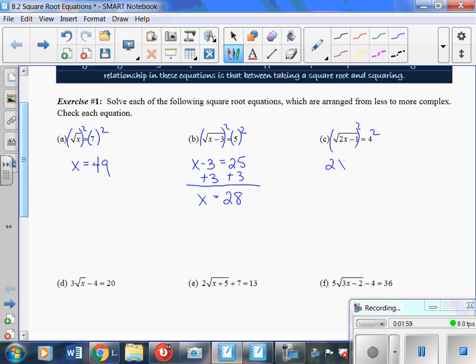C, square both sides. And you get 2x minus 1 is equal to 16. Add 1 to both sides. 2x is equal to 17. And x is equal to 17 halves. Or you can write it as 8.5. Whatever is easiest.